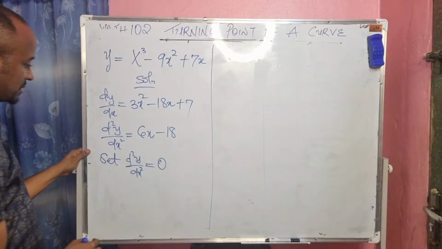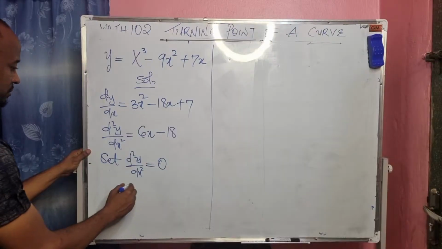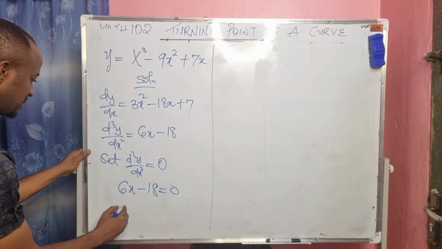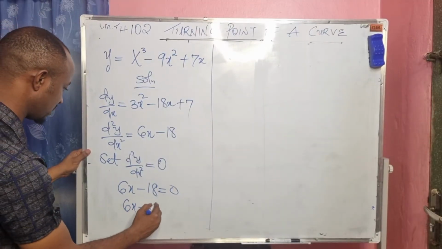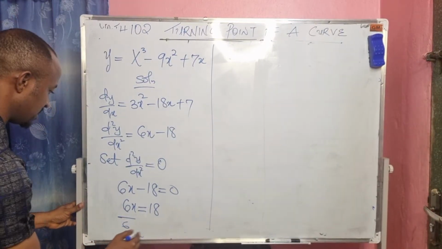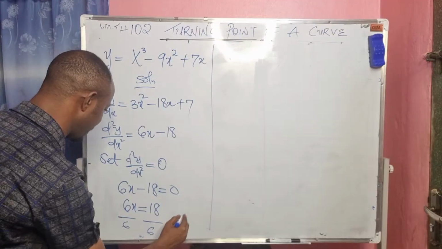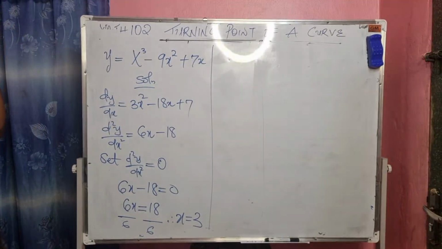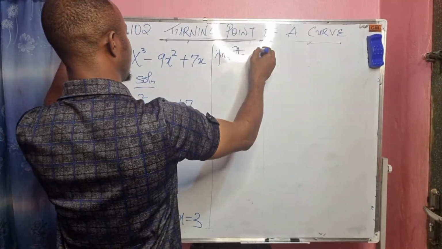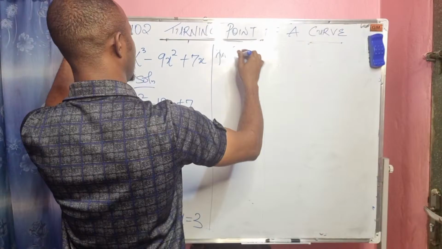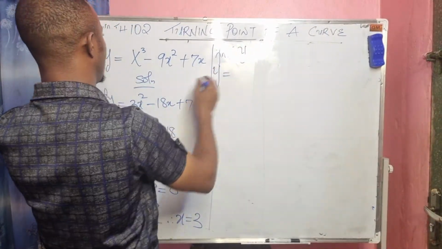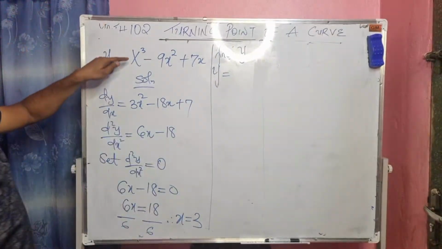So that will give us 6x minus 18 equals 0. So we have 6x equals what? 18. By the time we divide this by 6, our value of x is equal to 3. So the next is to find the corresponding value of y, which is find y, right? Our y is equal to, I will substitute the value of 3 here.